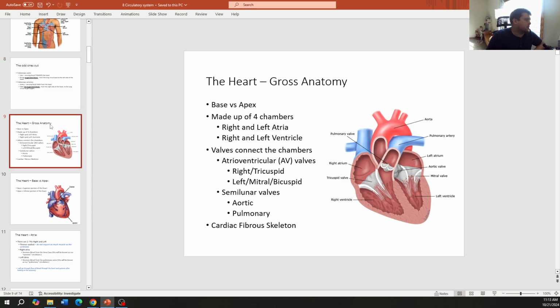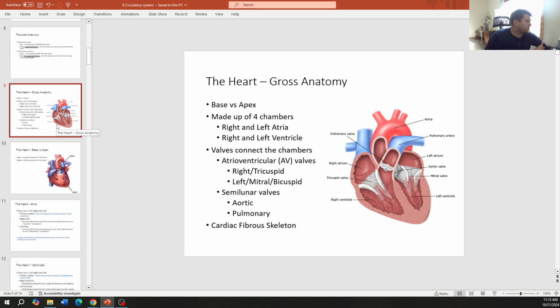Okay, talking about the heart as a whole, I want to point a couple of things out. We're going to talk about the base versus the apex. We're going to talk about the four chambers of the heart. We have atria and we have ventricles. We have a bunch of valves. We'll talk about AV valves versus semilunar valves, and another structure called the cardiac fibrous skeleton.